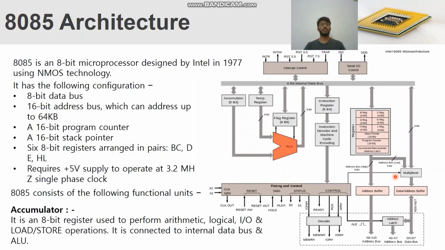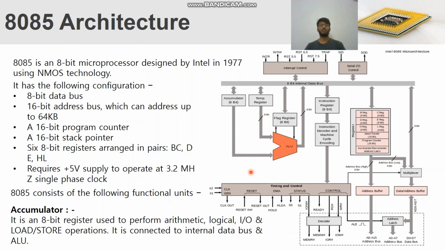Moving on to the next slide, here I have shown the 8085 microprocessor architecture. 8085 is an 8-bit microprocessor designed by Intel in 1977 using NMOS technology. 8085 has the following configuration. It contains an 8-bit data bus, 16-bit address bus, 16-bit program counter, 16-bit stack pointer, and six 8-bit registers arranged in pairs B, C, D, E, and HL, and requires plus minus 5 volts to operate at 3.2 megahertz single phase clock.